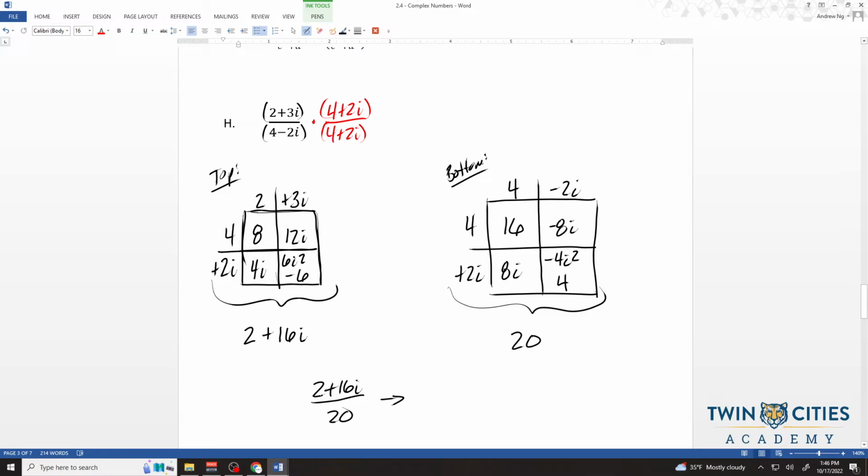And I noticed that both 2 and 16 are even on the top and 20 is even on the bottom. Everything is divisible by 2. So let's reduce this to 1 plus 8i over 10.